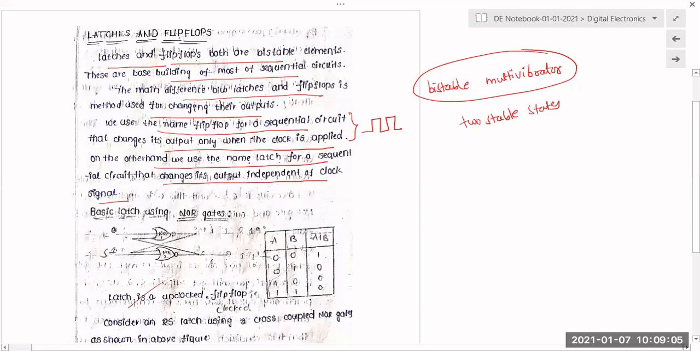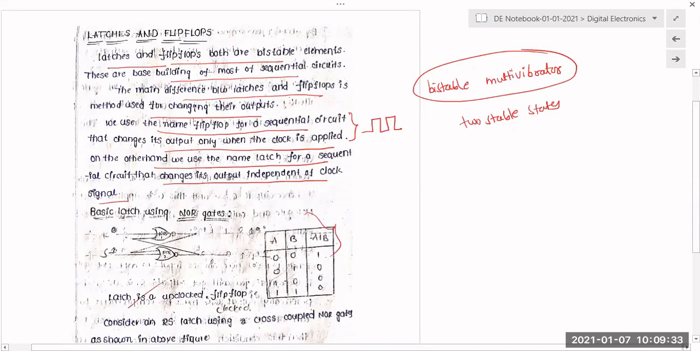The changing of the output depends on the clock pulse, or whenever the clock pulse is applied, then only if the output is changing, that is called a flip-flop. A latch is also a sequential circuit, and a flip-flop is also a sequential circuit, but in a flip-flop the change in the output is always done when the clock pulse is applied. But in case of a latch, it is also a sequential circuit, but the change in its output is independent of the clock pulse.